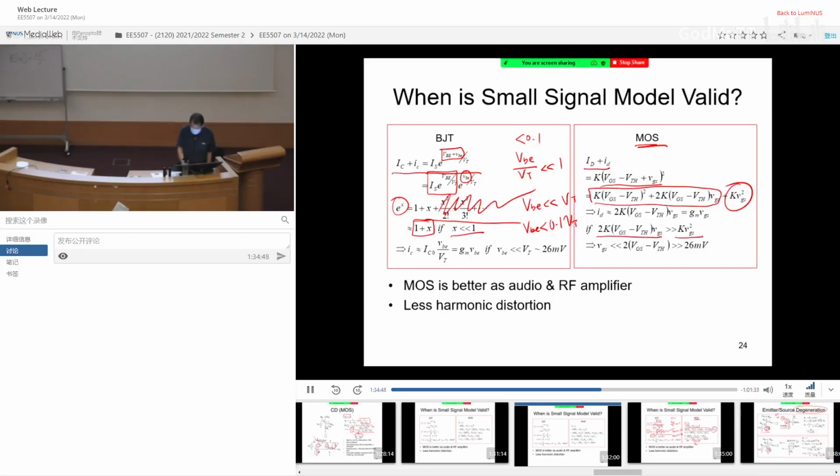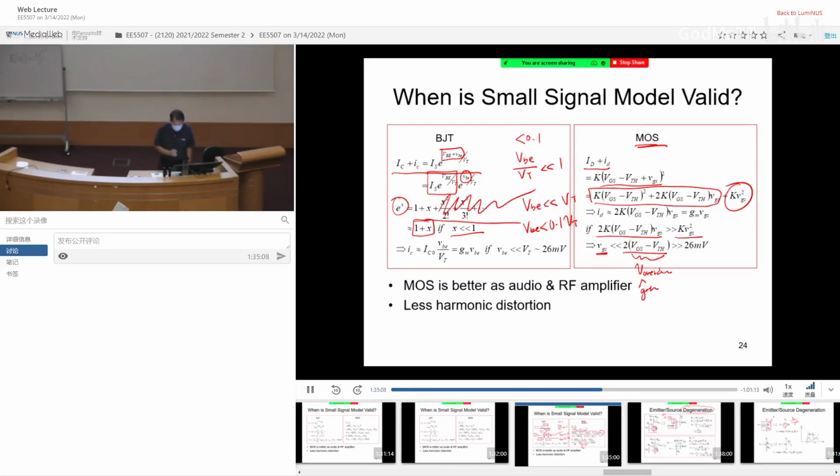Now, if you want to make sure everything works linearly, you just need to make sure the linear term is much, much bigger than the square term. And this is happening if the VGS is much, much smaller than this guy. And VGS minus VT, we usually have a name for it. We call it gate overdrive voltage. Gate overdrive voltage. And this turns out to be much bigger than 26 millivolt.